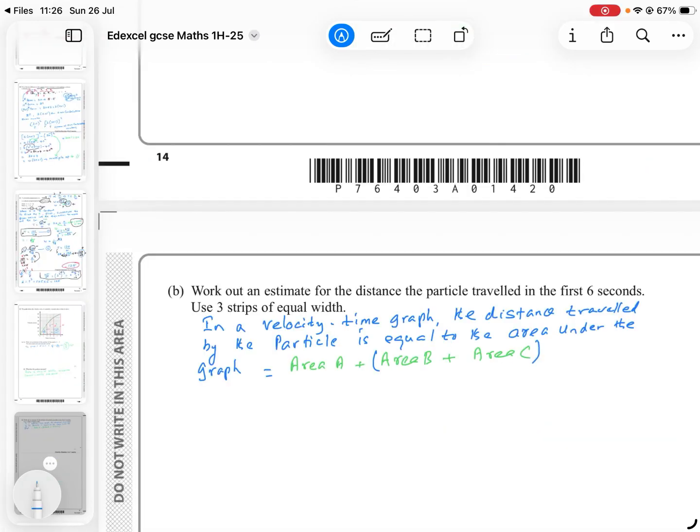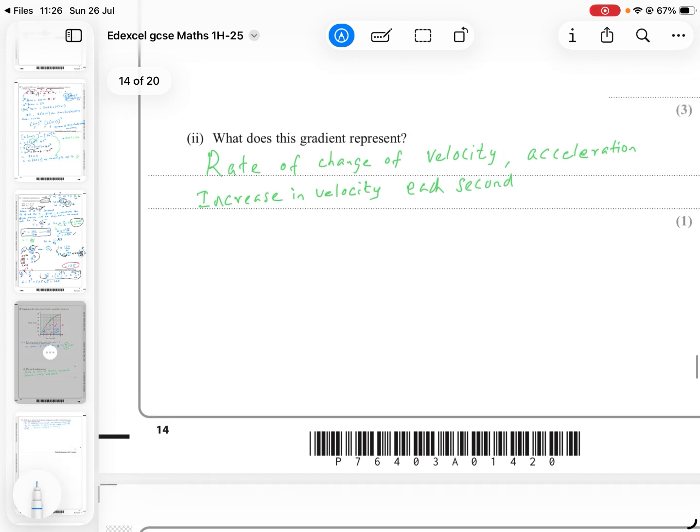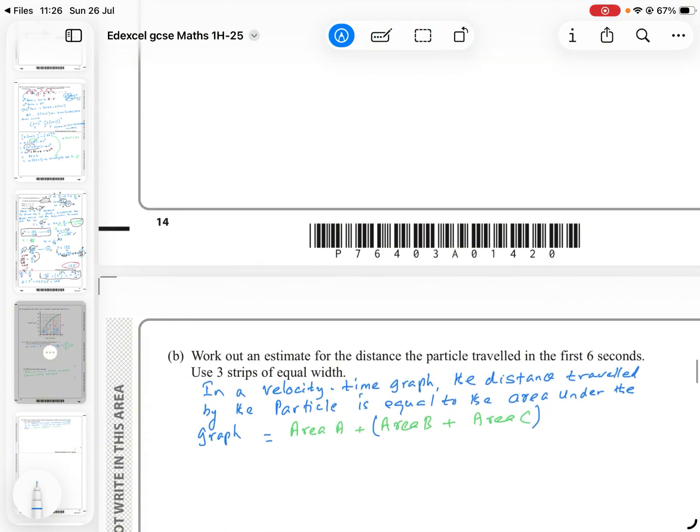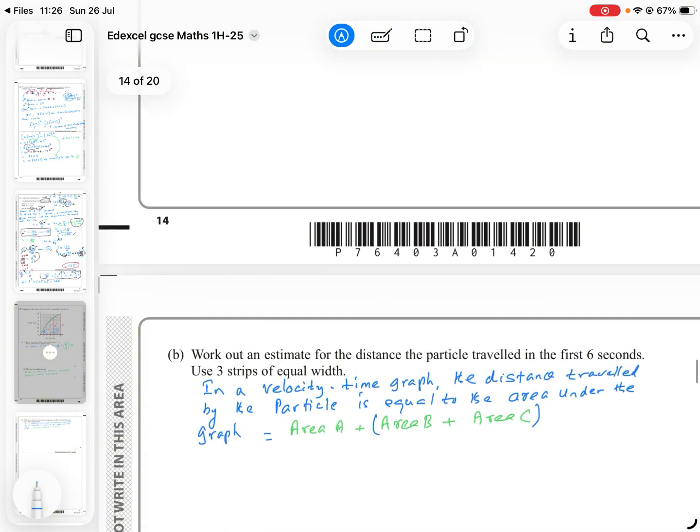Hi, I'm going to walk through question 12b. Work out an estimate for the distance the particle traveled in the first 6 seconds. Use 3 strips of equal width. Normally, in a velocity-time graph, the distance traveled by the particle is equal to the area under the graph.